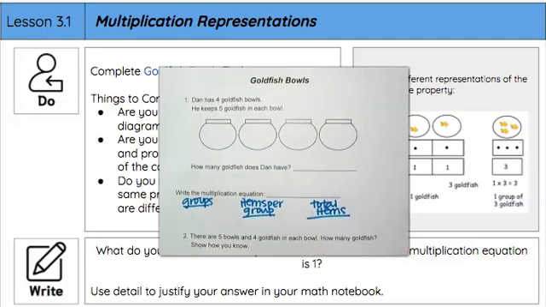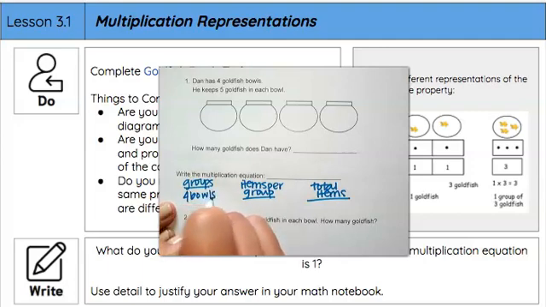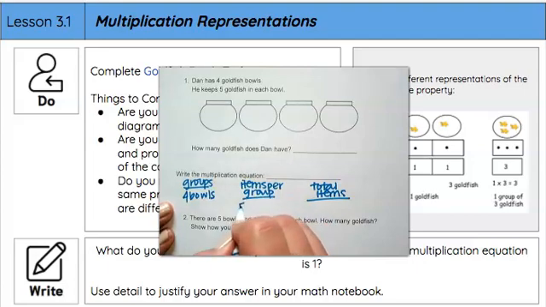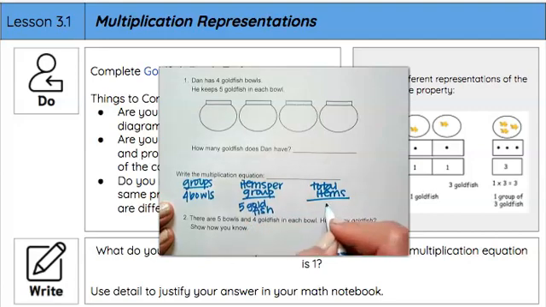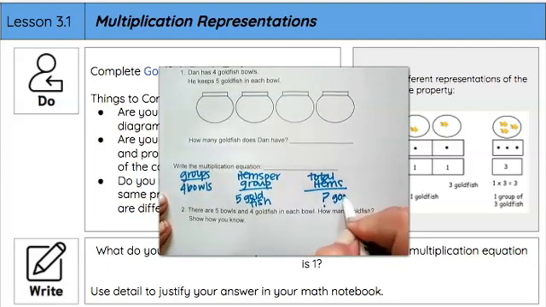In order to solve this, I'm going to organize my quantities. We've used this in previous lessons. We're going to identify the groups and then the items per group. So in this situation, we have 4 groups. We have 4 bowls. 1, 2, 3, 4. And then the items per group. How many goldfish are in each bowl? That's 5 goldfish. And what we're solving now is the total items or total goldfish.